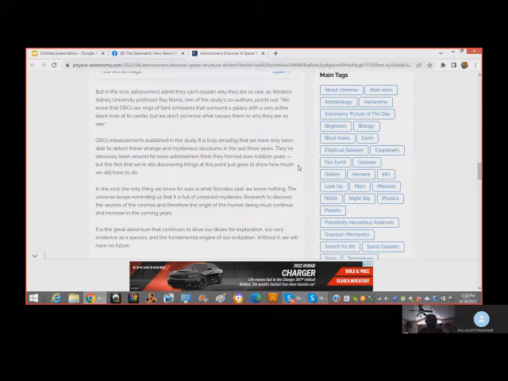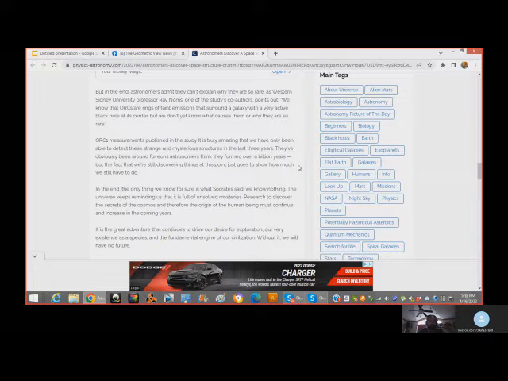It is truly amazing that we have only been able to detect these strange and mysterious structures in the last 3 years. They have obviously been around for eons. Astronomers think they formed over 1 billion years, but the fact that we're still discovering things at this point just goes to show how much we still have to do. In the end, the only thing we know for sure is what Socrates said: we know nothing. The universe keeps reminding us that it is full of unsolved mysteries.